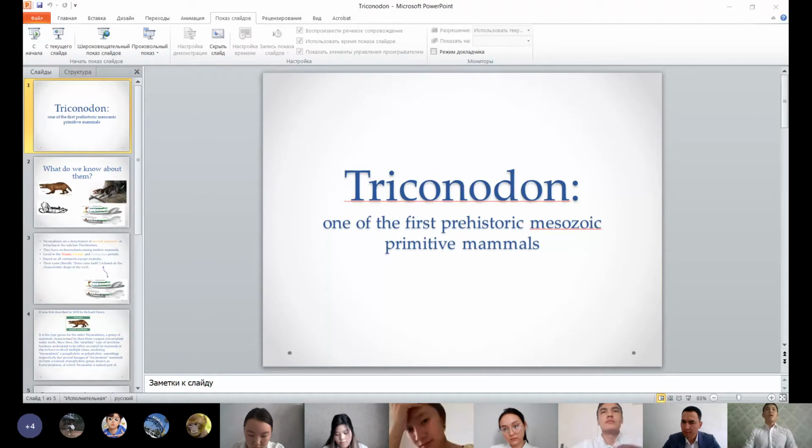teeth. So Trikonodons are a detachment of ancient mammals, or infraclass in the subclass of theriforms. They have no descendants among modern mammals. They lived in the Triassic, Jurassic, and Cretaceous periods. They were found on all continents except Australia, and their name, literally three cone tooth, is based on the characteristic shape of the teeth. Here in the picture you can see them.